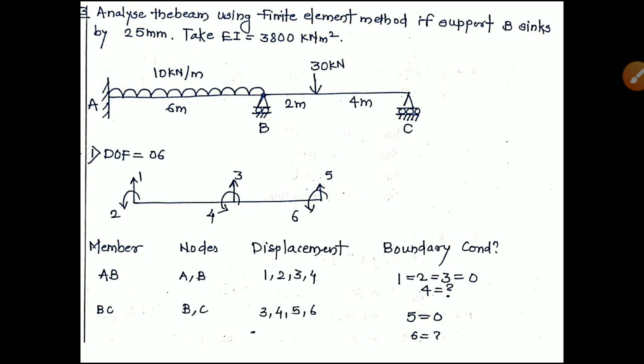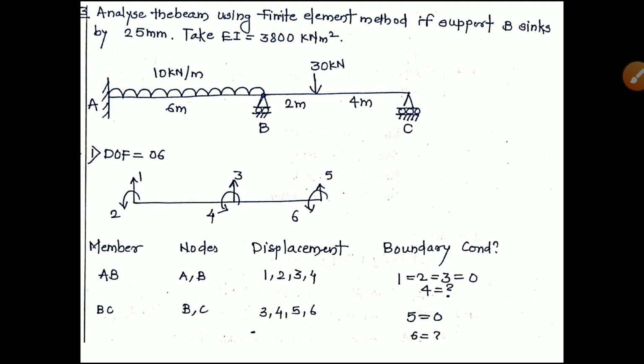First, determine degrees of freedom. Here in total there are 3 nodes, A, B and C. So total degrees of freedom are 6, 2 degrees of freedom per node. Here let us give the sequence. Number 1, vertical arrow at A, represents translation at A. Number 2, rotation at A. Number 3, translation at B. Number 4, rotation at B. Number 5, translation at C. Number 6, rotation at C. Translation delta, rotation theta.